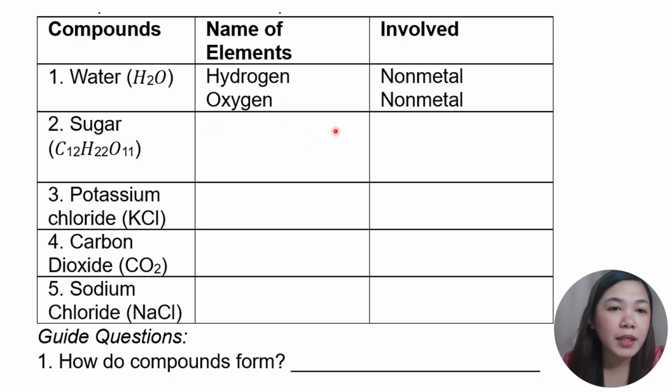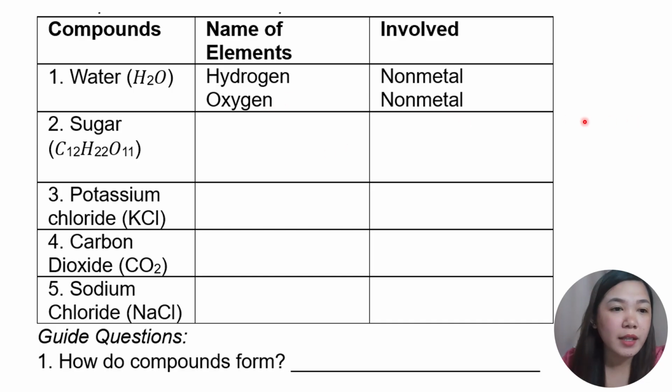So right after naming the elements, let's try to identify the following. It's either a metal, a metalloid, or a non-metal. Obviously, as you look into your periodic table, the classification of the two elements for the water, the hydrogen and the oxygen, are both non-metal.